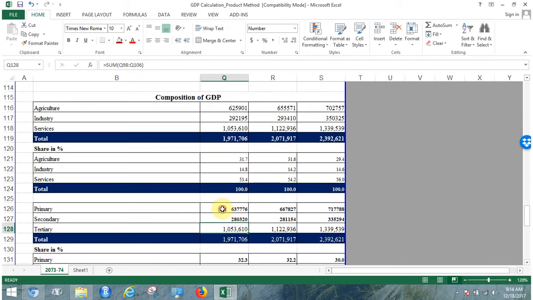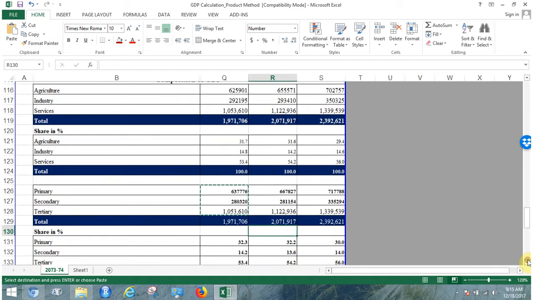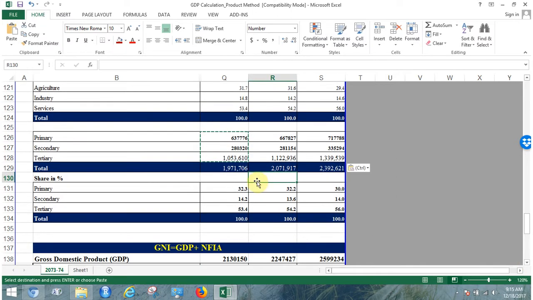So we apply this formula for all the 3 years, and now we divide the value added by the gross value added of the economy, and we come up with the sectoral contribution of primary, secondary, and tertiary sectors. For example, the contribution of the primary sector in 2017 GVA is 30%, the contribution of the secondary sector is 14%, and the contribution of the tertiary sector is 56%.